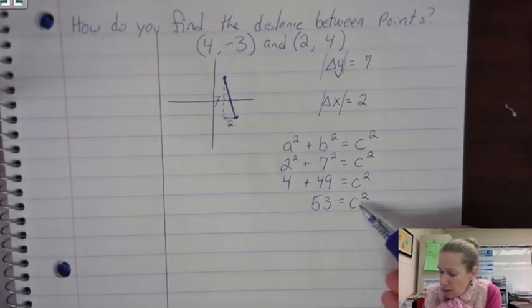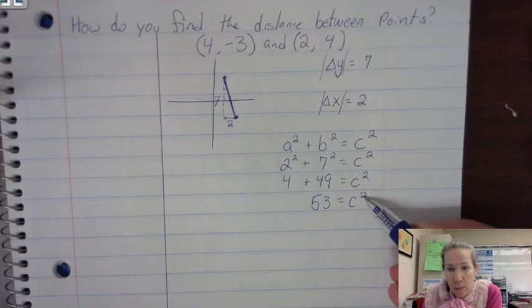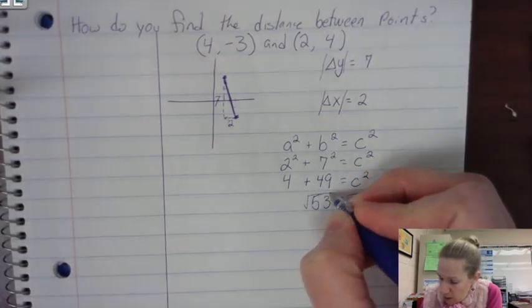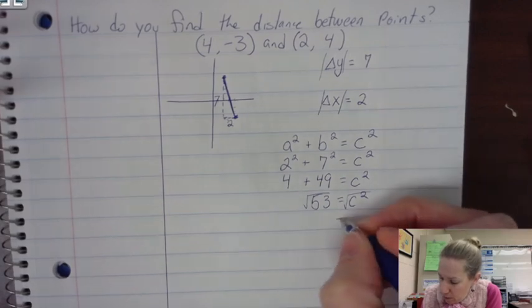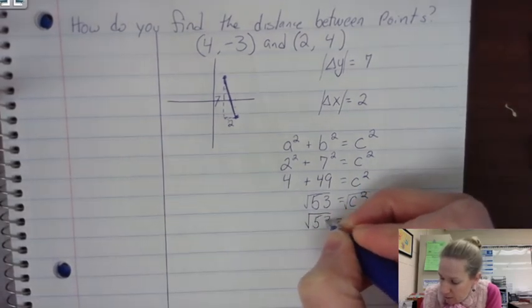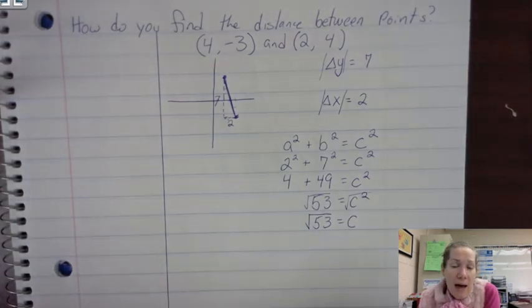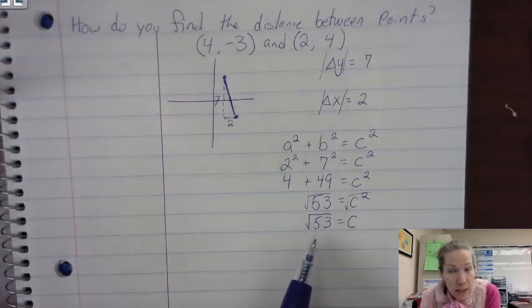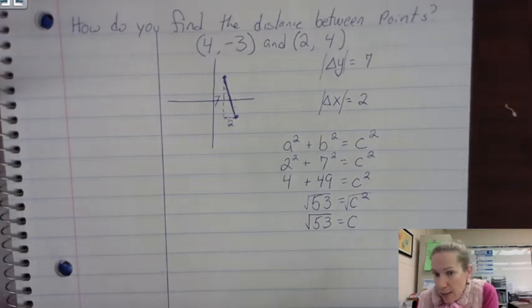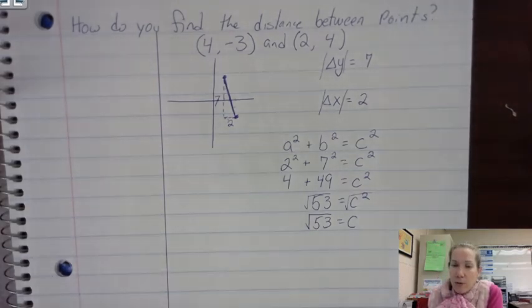So the opposite of squaring a number is square rooting. So we'll square root both sides of the equation. C over here, and the square root of 53. Now you have to look at the directions. Do they want you to reduce this, put it in simplest radical form, or do they want you to approximate? Either way, I would use a calculator.